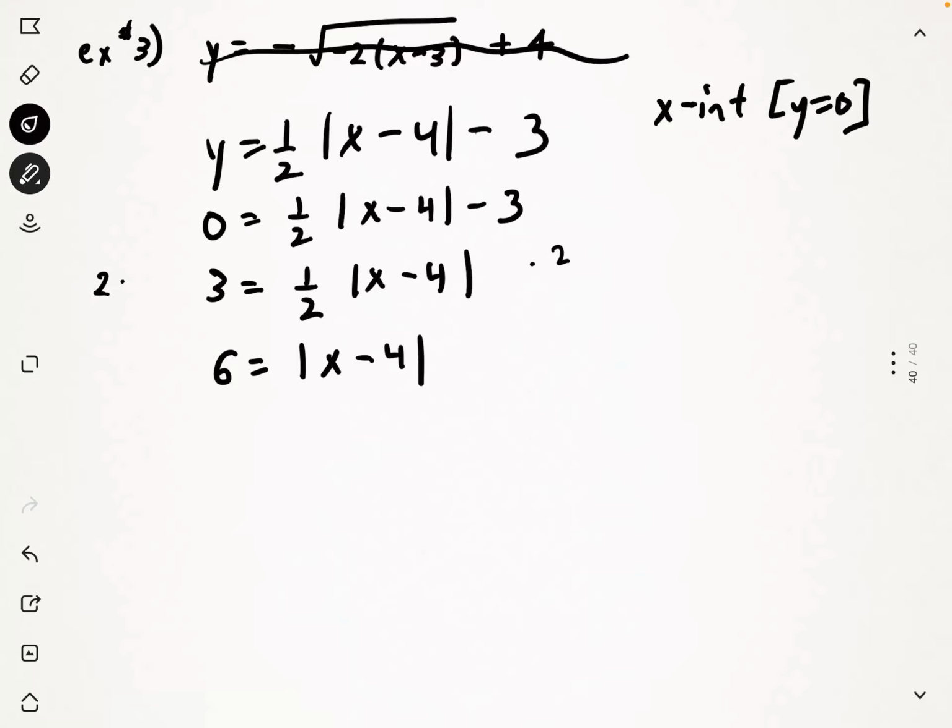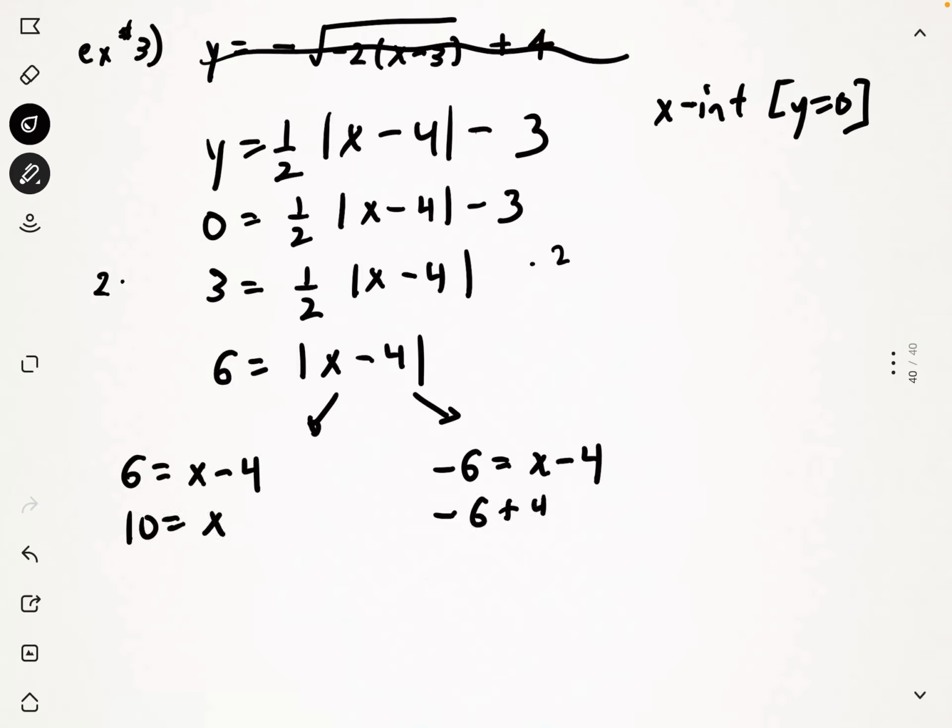That works as well. And at this point, this is going to be a review of some grade 11 math. We break this apart into 2 cases. We do either the positive version of 6 or the negative version of 6. Hopefully you remember how to do this from grade 11, but if not, it's something you can catch on to very quickly. Here we get an x-intercept of 10, and here we get an x-intercept of -2. Those are our 2 x-intercepts.